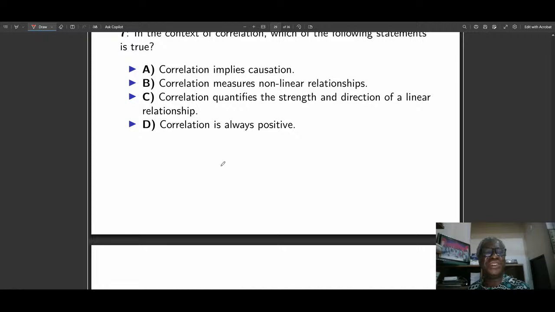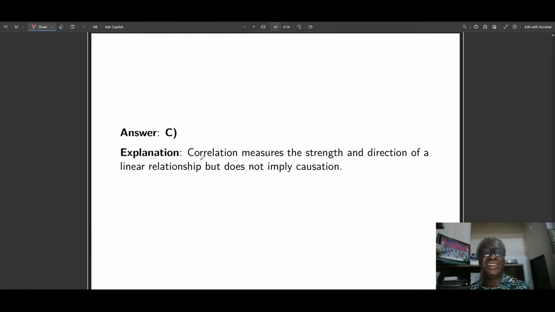The correct answer is C. Correlation measures the strength and direction of a linear relationship, but does not imply causation.